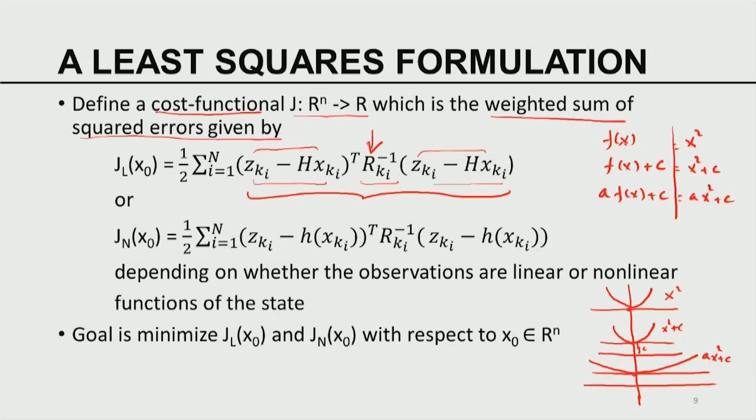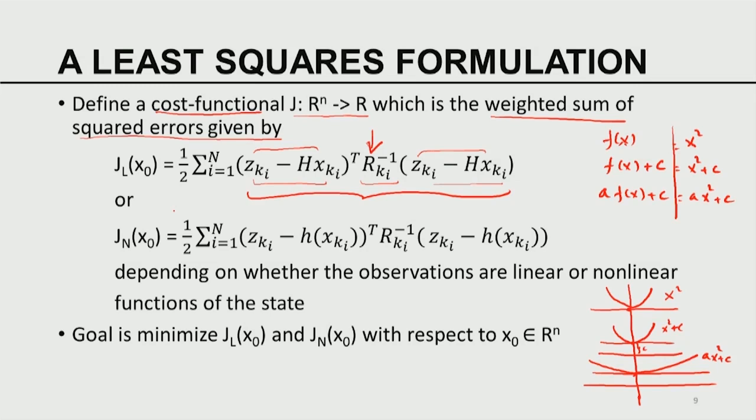So what does it mean? If I multiply a function by a constant, the location at which the minimum occurs doesn't change. If I add a constant to a function, the location at which the minimum occurs doesn't change. If I multiply by a constant and add a constant, the location at which the minimum occurs doesn't change. That means the minimizing value of x is invariant with respect to addition of a constant and multiplication by a constant. So given this property, I am multiplying this function, the summation, by half. So the half plays the role of a.